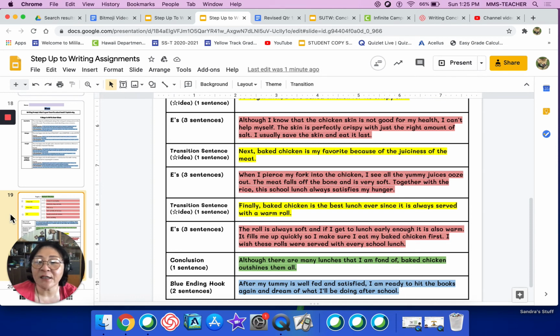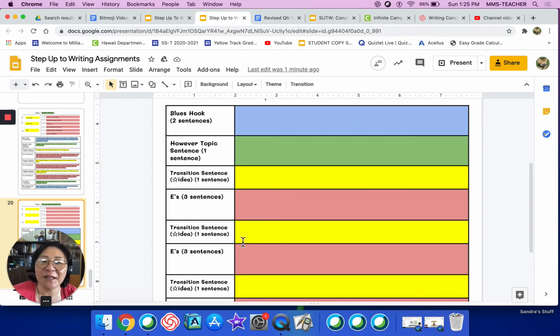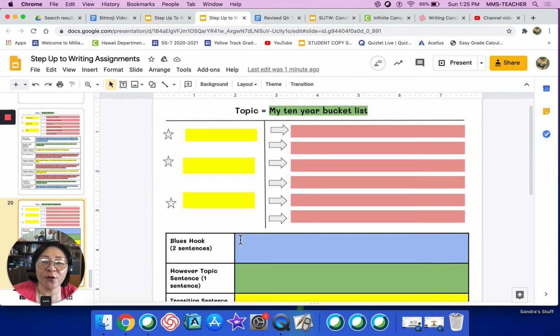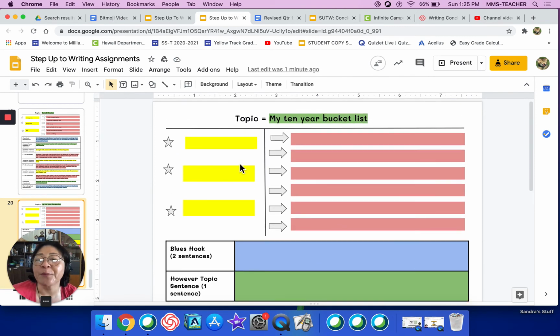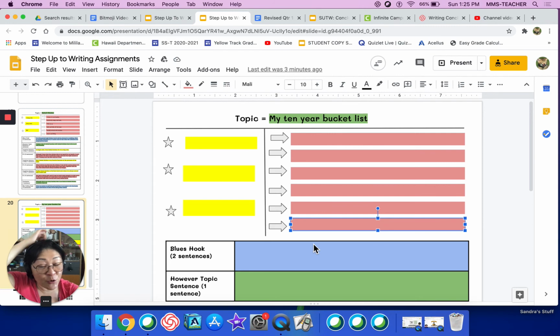Okay, so slide 19, all you have to do is read it. Reread it, look at it. And now slide 20. Slide 20 is your writing practice, the 10-year bucket list. You should have in these 3 star ideas the same star ideas you had in previous slides. You will use the same Es for your star ideas. It's all the same, okay? And the reason it's empty is because you are creating it, and you've created it in the other previous slides.